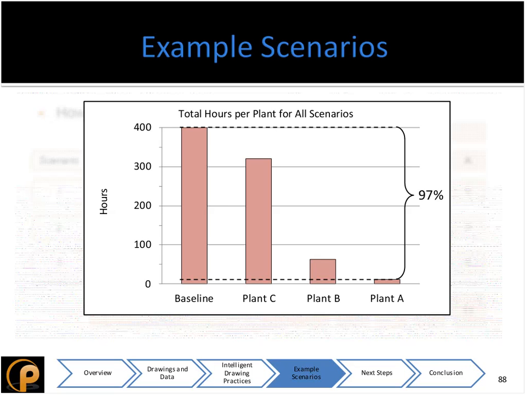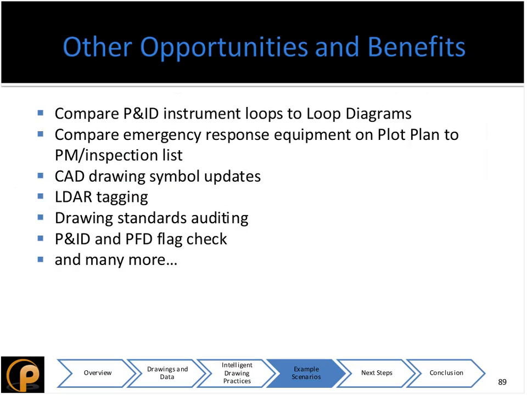So these are just 3 scenarios that I identified. We might be able to use our intelligent drawing practices to help us, but there's clearly a lot more. You can imagine comparing your P&ID instrument loops to your loop diagrams. You can imagine comparing your emergency response equipment on your plot plans to your PM and inspection list. So now you can make sure that all of your emergency response equipment is being PM'd properly.